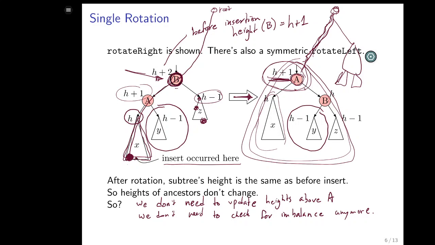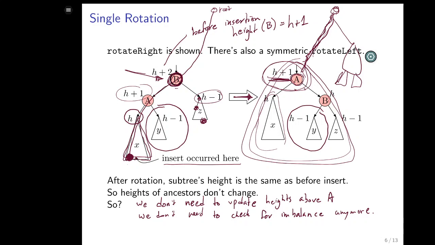The height of B is changing, right? B was an ancestor of the node that we inserted. It is, B is an ancestor, but it's changing. After I perform the rotation, then the height of the ancestors don't change. So all the ancestors of A in the new tree don't change.